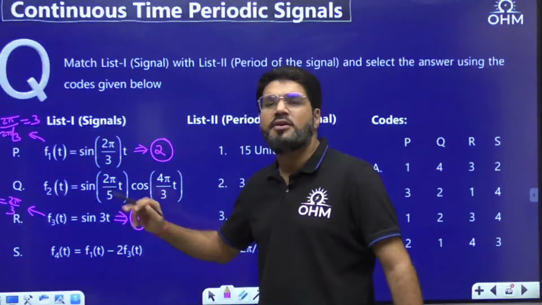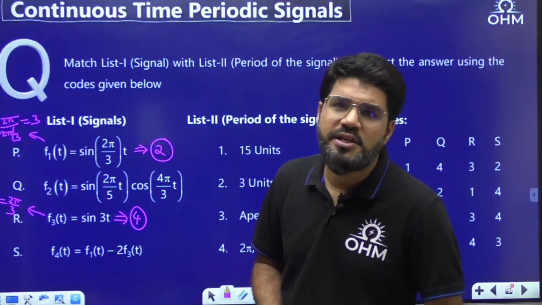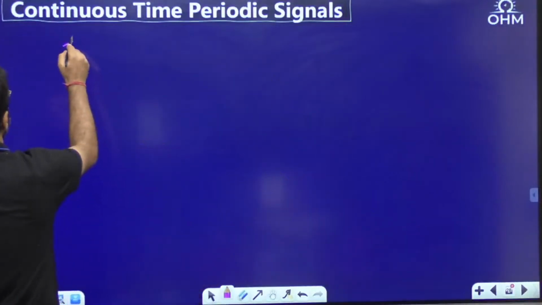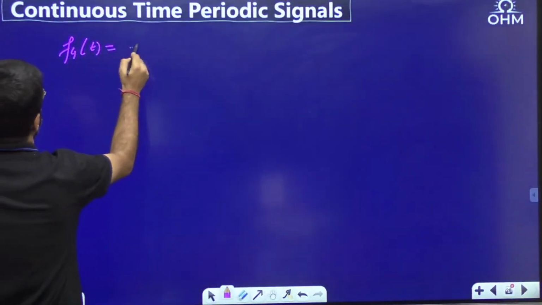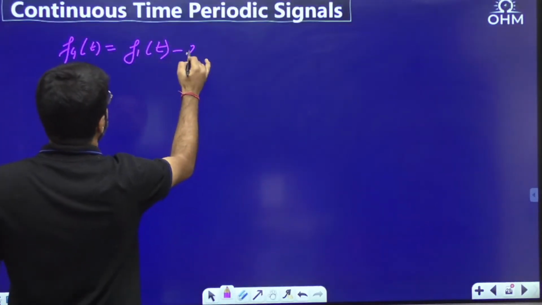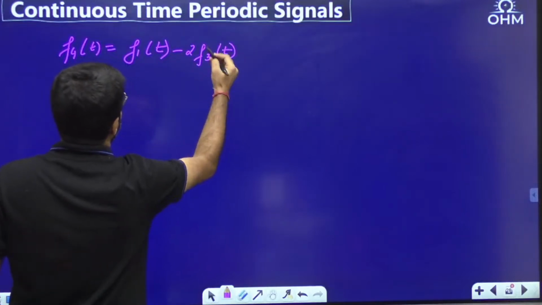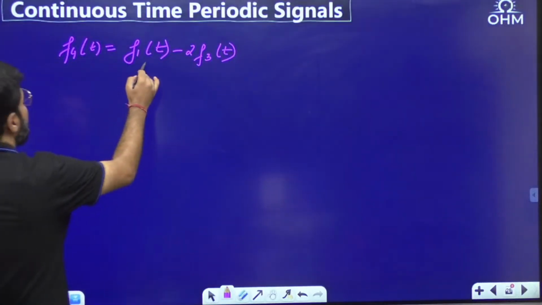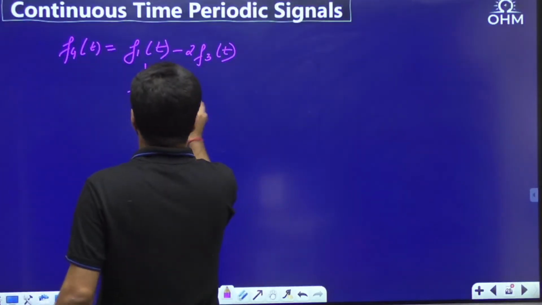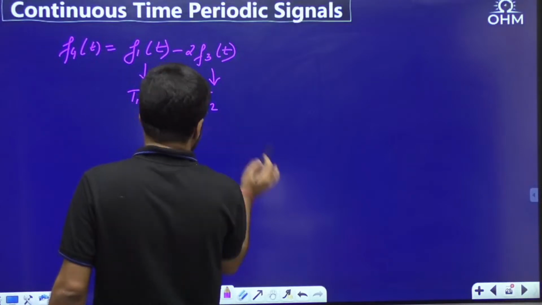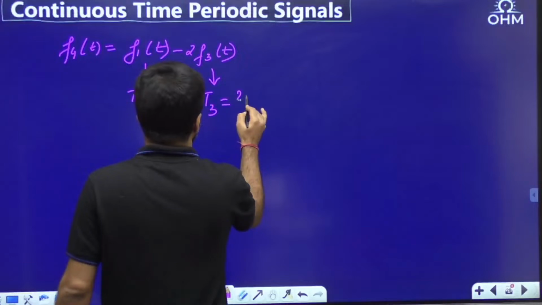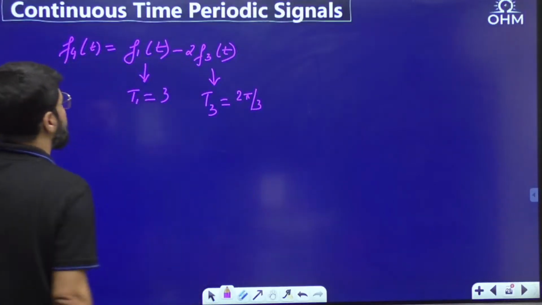There is f2, which is a product of two sinusoids, a product of two periodic signals. How will you deal with that? We will come to that also. First, let us come to f4t, that is f1t minus 2 f3t. Now this has the time period T1, which is equal to 3. This has the time period T3, third signal, and its time period is 2 pi by 3.